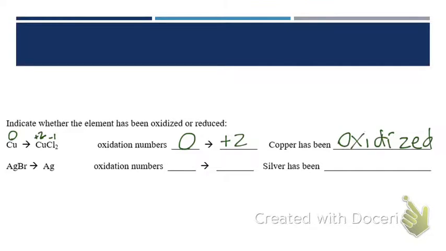Now, in our second example, the silver started off in a compound with a +1 charge, and it ended as a single element with 0 charge. So it went from a +1 to a 0. The oxidation number, the charge, went down. It was reduced. So we're going to be looking at these reactions and telling whether something has been oxidized or reduced.